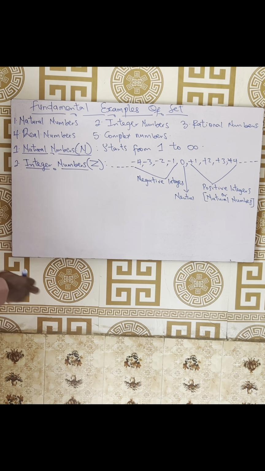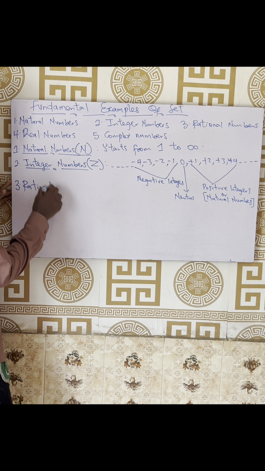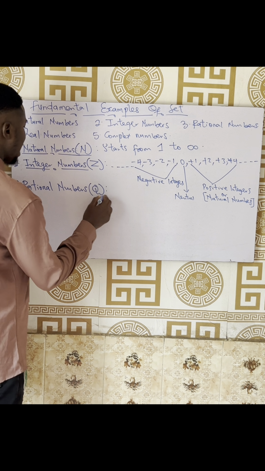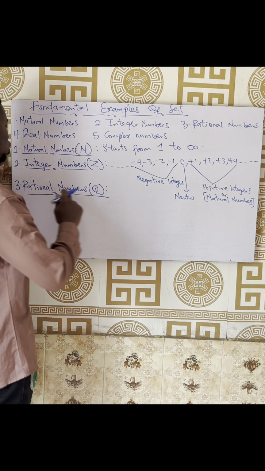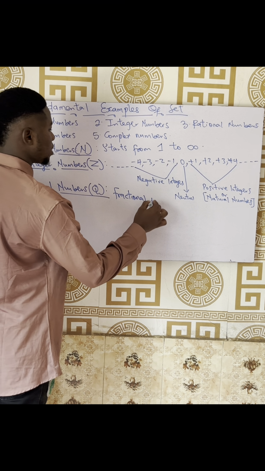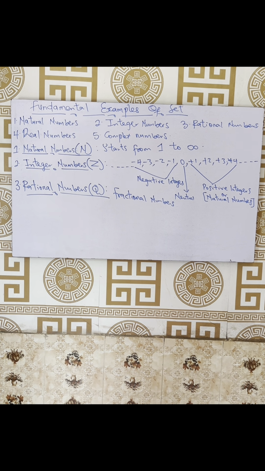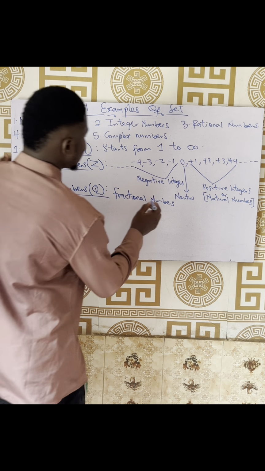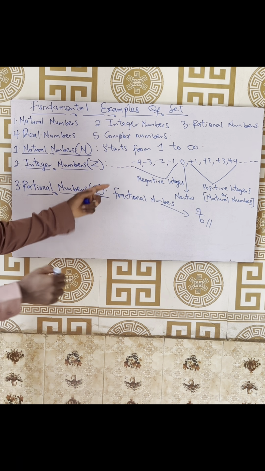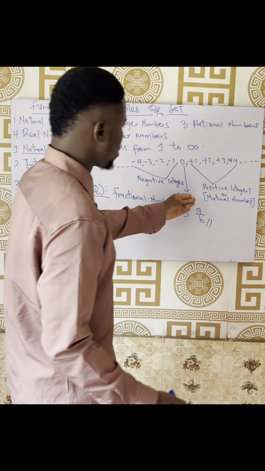Then let's talk about the third one, guys. Rational numbers. The representation for rational numbers is actually Q. Are you there with me? You have to know that rational numbers can also be referred to as fractional numbers. This simply means that these are numbers that can be written in fractional form, like this, A over B.